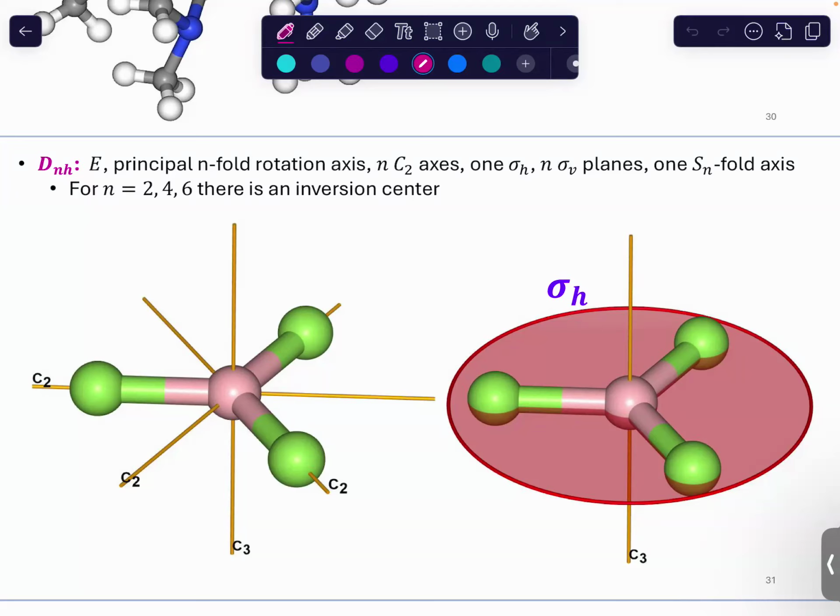So again, everything has identity. You have a principal n-fold axis, n C2 axes, a sigma H, a certain number of sigma V planes, and one S sub n axis. And then of course for n equals 2, 4, 6, there's an inversion center.